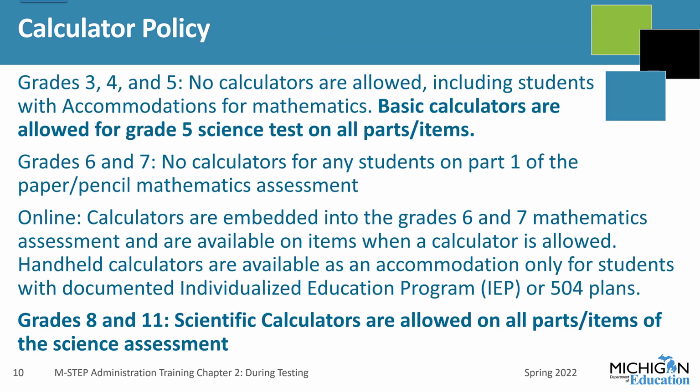The calculator policy has not changed for mathematics at all. Grades 3, 4, and 5 cannot use a calculator, even as an accommodation, because it changes the construct of the test. And for grades 6 and 7, calculators are not allowed for anyone on Part 1 of the paper-pencil assessment. For students in grades 6 and 7 testing online, the calculators are embedded into the assessment on items for which they are available, and handheld calculators are only allowed as an accommodation.